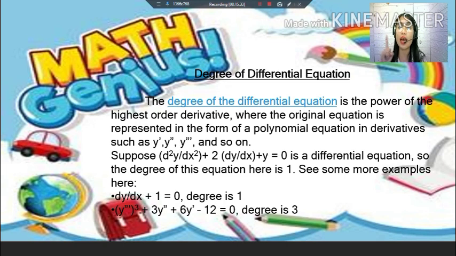See some more examples here. dy over dx plus 1 equals 0. Degree is 1. And this is the second one. Quantity y third prime cubed plus 3y second prime plus 6y prime equals 12 equals 0. The degree is 3.